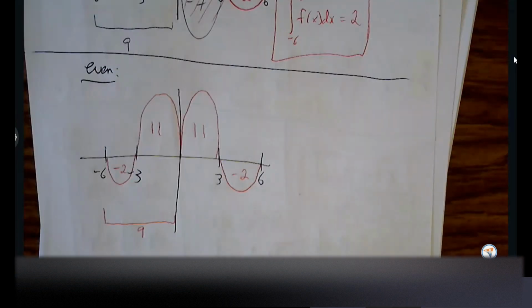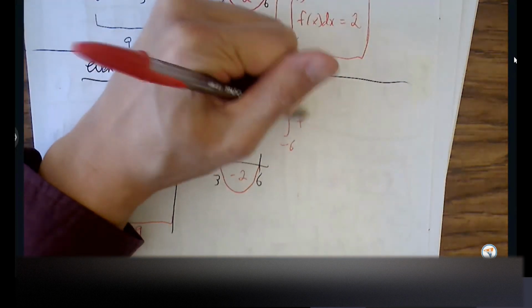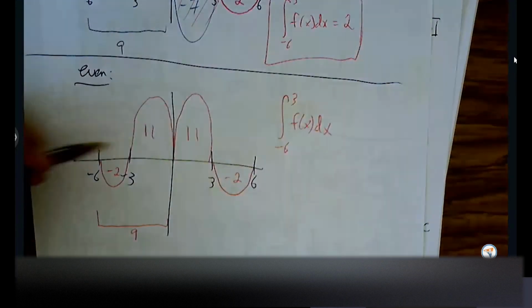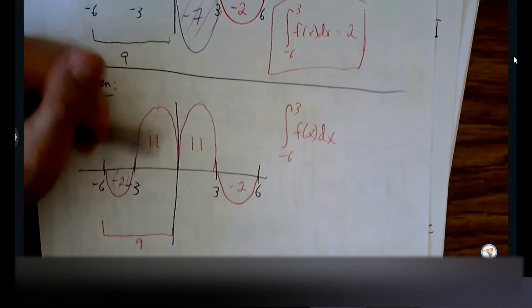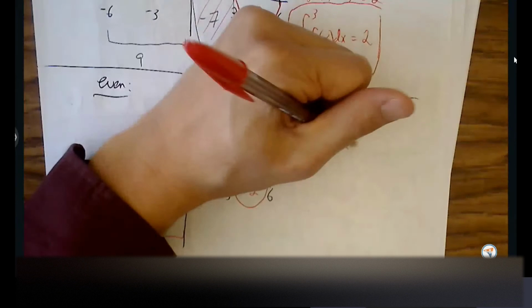Okay. Yeah, this is making a lot more sense now. So now, if I want to find the integral from -6 to 3, I'm just going to add up those regions. Right, 22 minus 2, 20.